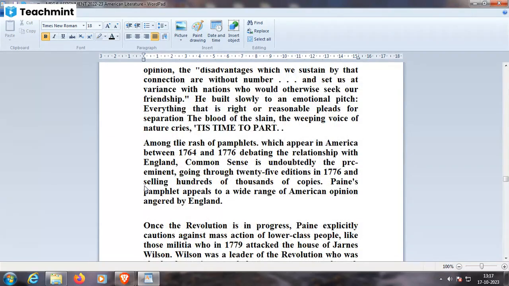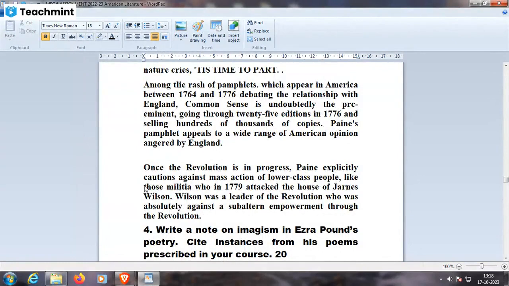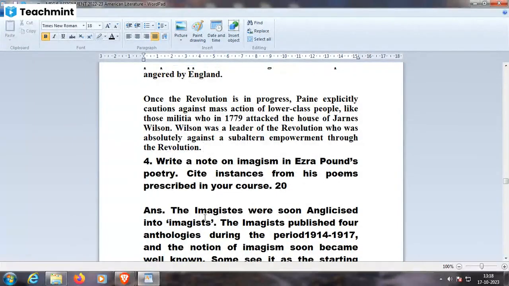Among the rash of pamphlets which appear in America between 1764 and 1776 debating the relationship with England, Common Sense is undoubtedly the preeminent, going to 25 editions in 1776 and selling hundreds of thousands of copies. Paine's pamphlet appeals to a wide range of American opinions anchored by England. Once the revolution is in progress, Paine is especially cautious against mass action by lower class people, like those militia who in 1779 attacked the house of James Wilson. Wilson was a leader who was absolutely against a subaltern empowerment through the revolution.